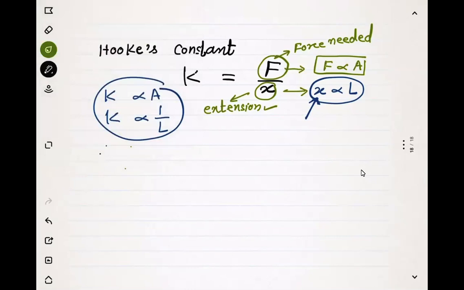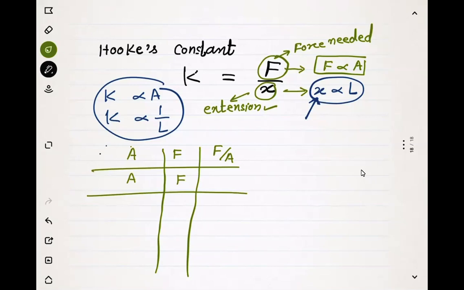And from these relations, we can see another interesting thing. For example, if this is area and this is force, and I ask you to calculate force over area, then for an area of, for example, A, the force is just, for example, F. For a certain area A, force F is needed to make a certain extension. For the same extension, if the area is doubled, the force will become double.